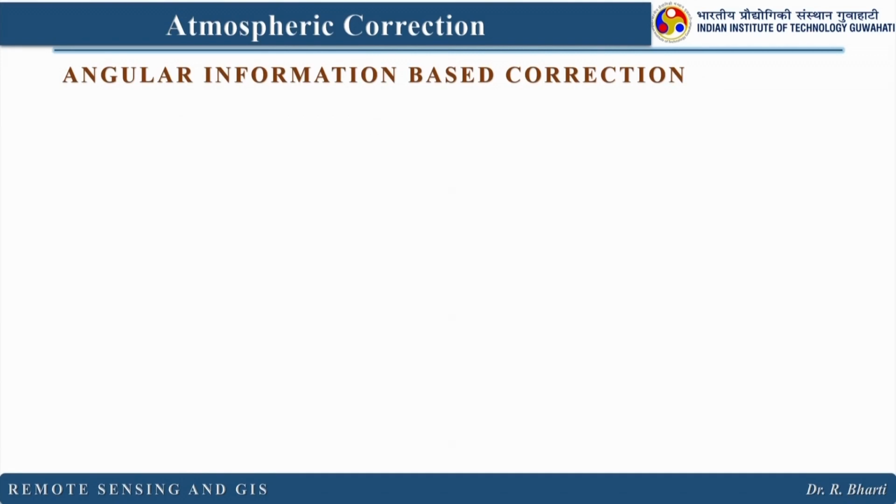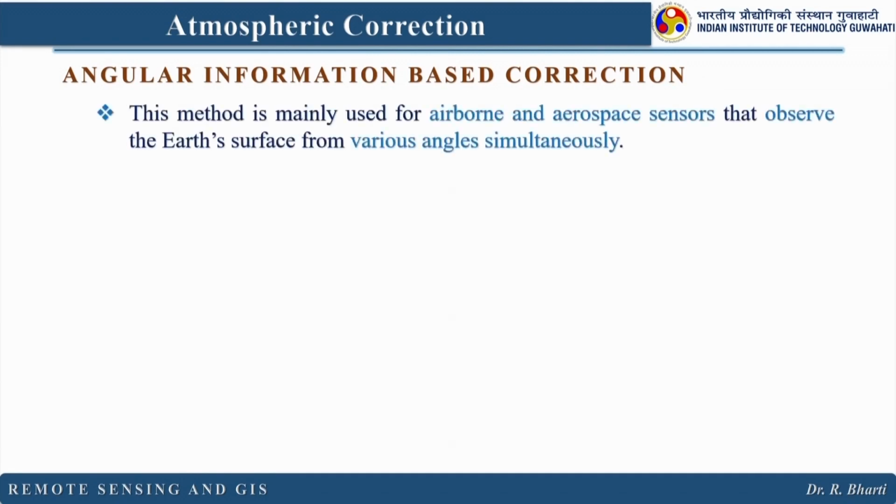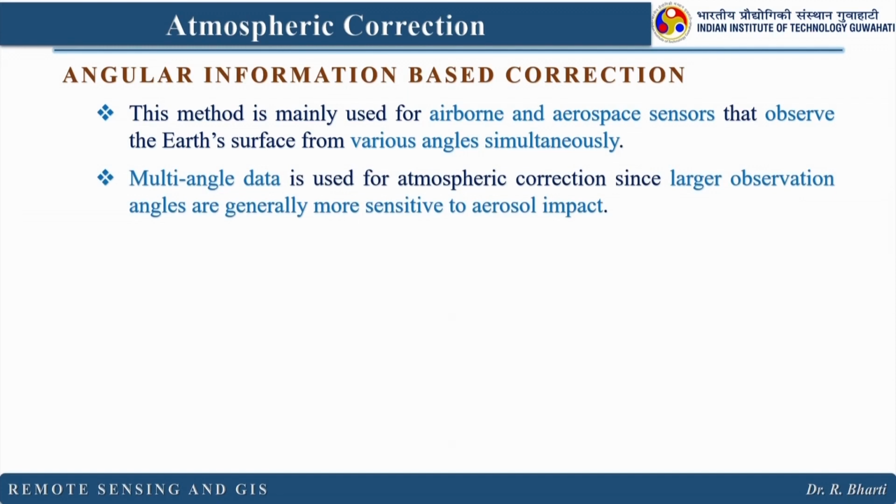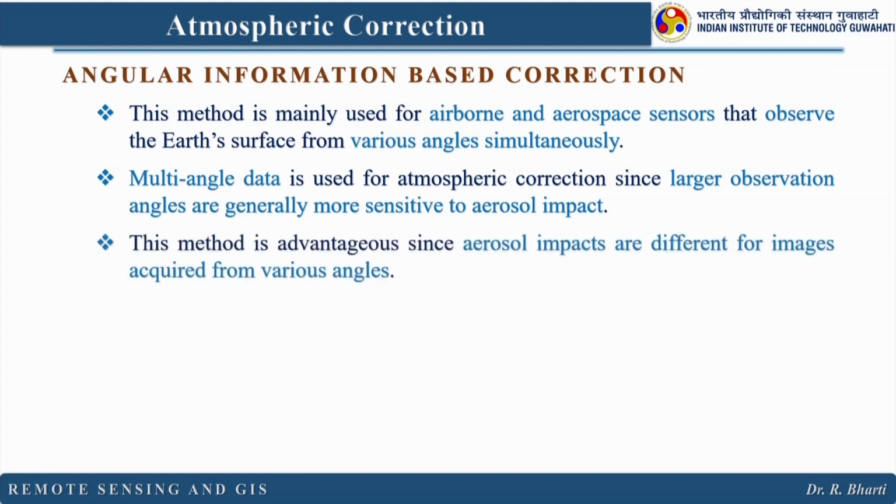Next is angular information based correction, where this method is mainly used for airborne and aerospace sensors that observe the earth's surface from various angles simultaneously. So, multi-angle data is used for atmospheric correction, since large observation angles are generally more sensitive to aerosol impacts. Why, we will understand. This method is advantageous since aerosol impacts are different for images acquired from various angles.